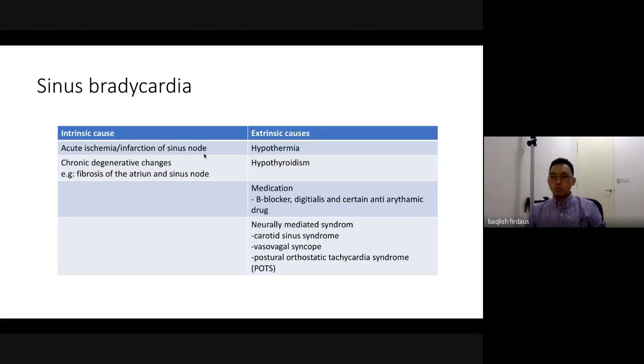Let's say you go to a cold country or an Arctic expedition, or you climb Mount Everest, and you find somebody unconscious and you do an ECG, probably the patient will have sinus bradycardia. Or you see someone in the clinic with sinus bradycardia, you must make sure that you take a serum thyroid function test. Make sure the patient doesn't have hypothyroidism.